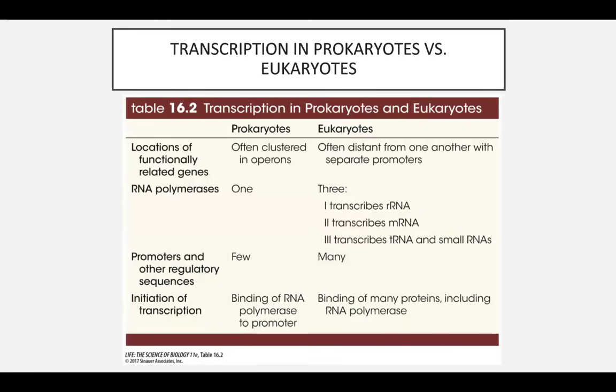Here it talks about the transcription differences in prokaryotes versus eukaryotes. Prokaryotes only have one RNA polymerase; eukaryotes have multiple. We have one for transcribing ribosomal RNA, RNA polymerase 2 helps transcribe messenger RNA, and RNA polymerase 3 helps transcribe transfer RNA. Prokaryotes only have a few promoters and regulatory sequences; eukaryotes have multiple. For initiation of transcription, in prokaryotes the RNA polymerase binds to the promoter, but in eukaryotes RNA polymerase binds to the promoter and there are also other proteins involved to either induce or repress the system. So there are more proteins involved in eukaryotes as well.